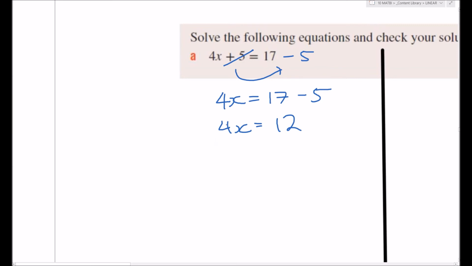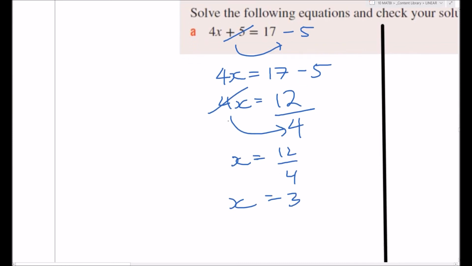So there's a 4 here. This is 4 times x. So when I move it to the other side, it becomes divided by 4. So 12 divided by 4. So therefore x equals 12 over 4. And when you divide 12 by 4, you get 3.